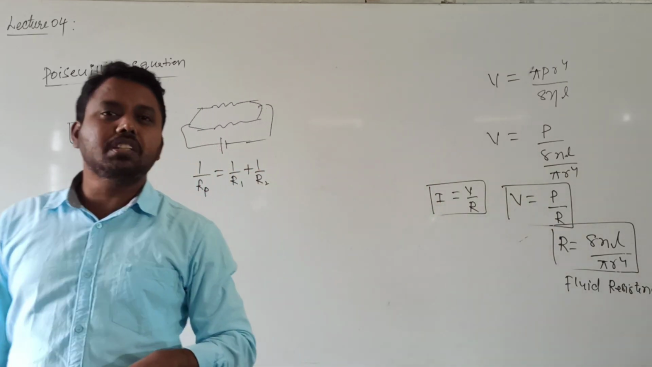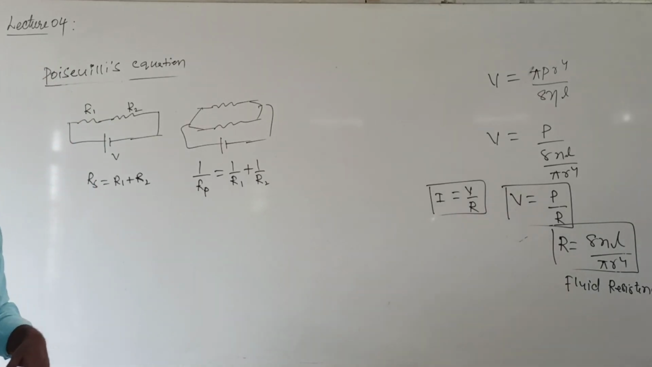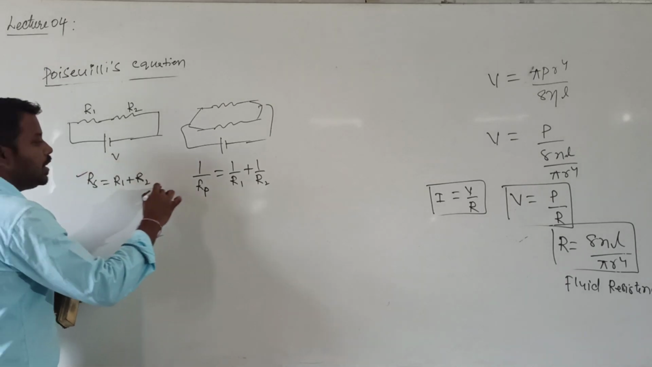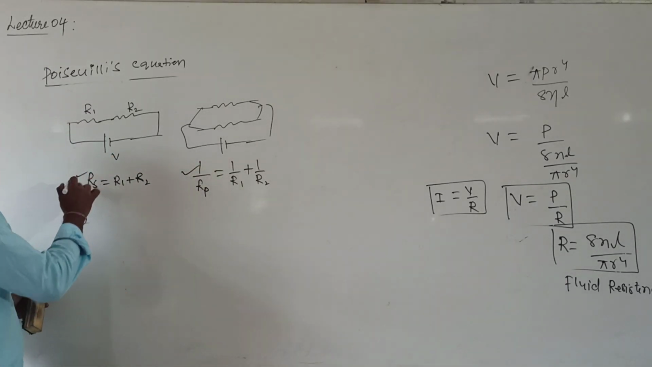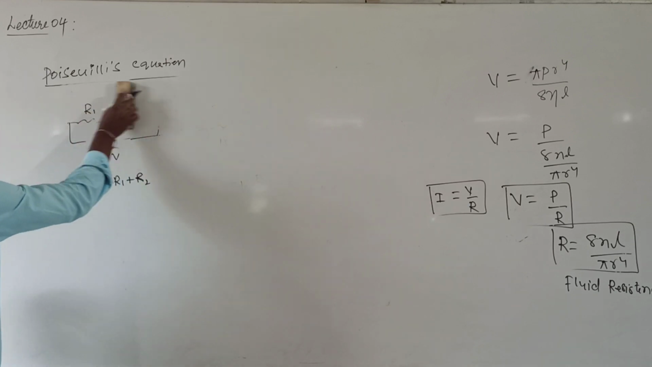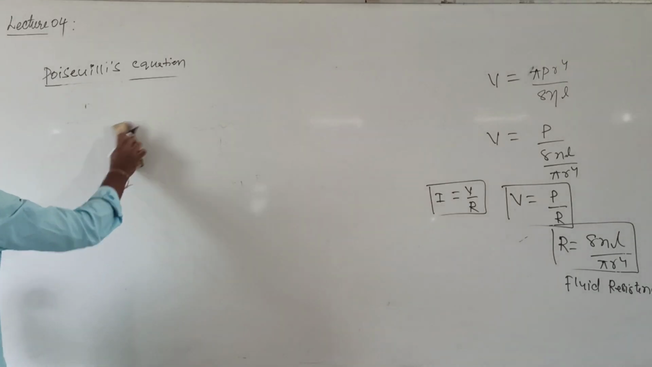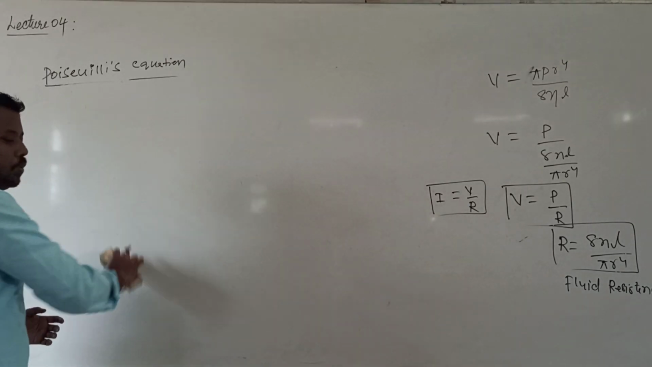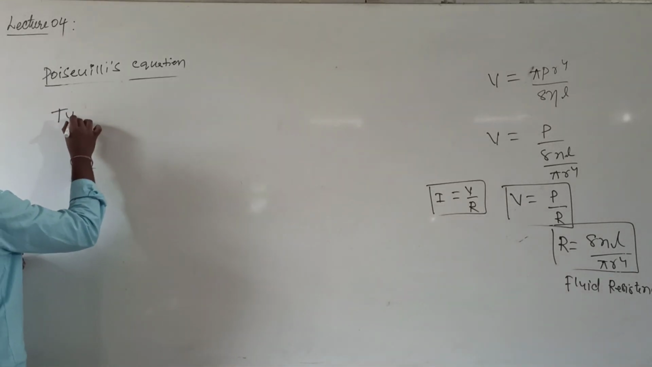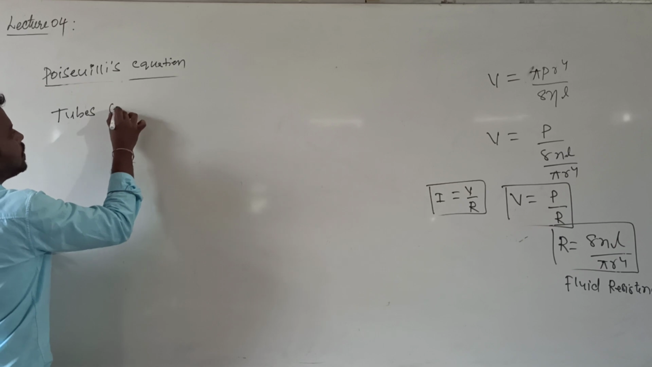In series combination of tubes, which will remain constant and which will not remain constant, we will discuss. Just remember these two formulas. This is for resistors in series and this is for resistors in parallel. After this, now we will discuss the combination of tubes under this Poisson equation. So, tubes combination.